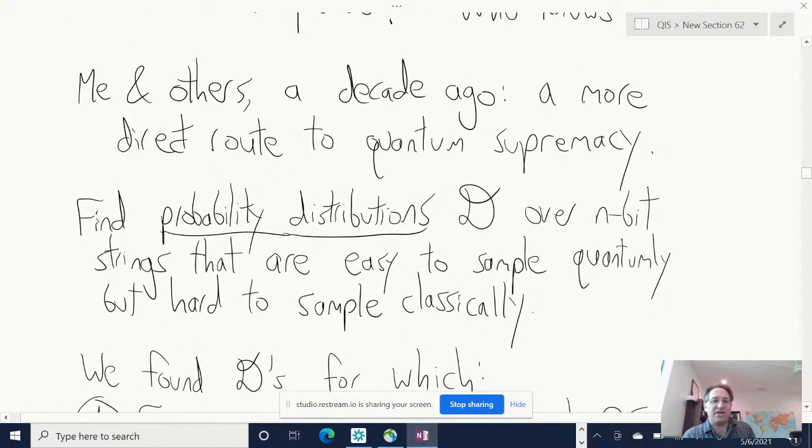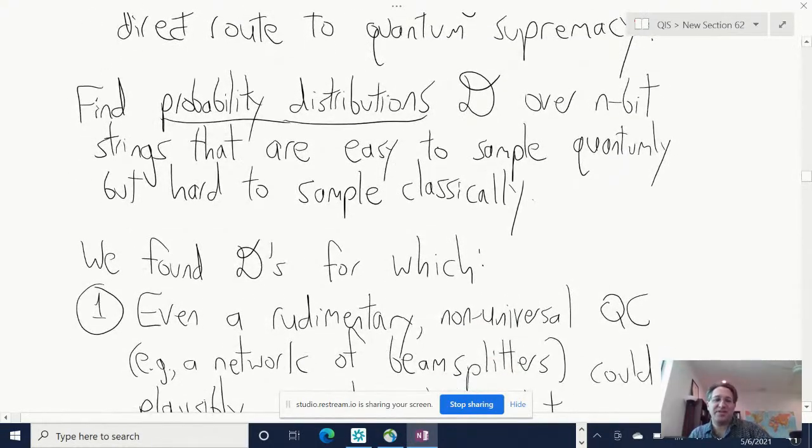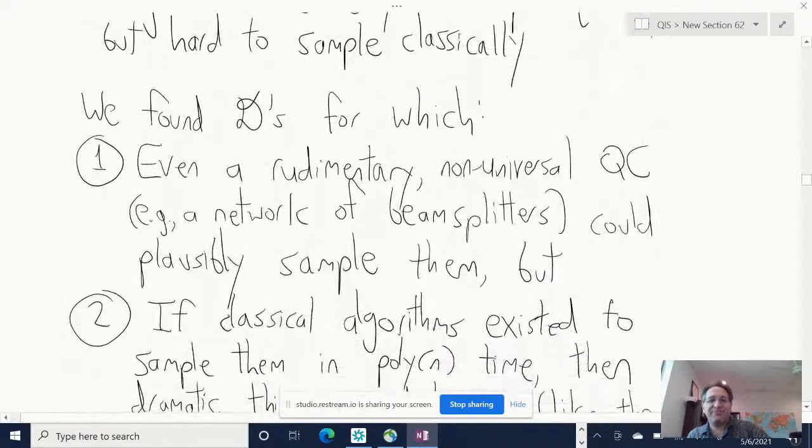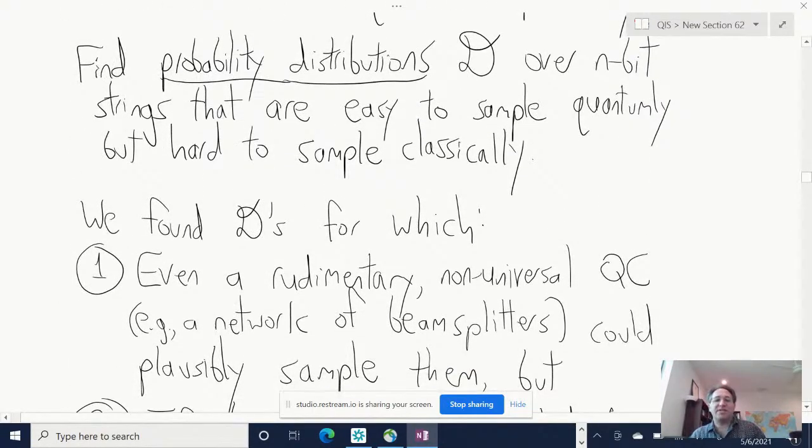And now the point is that once you change the goal in this way, you find two things that are really nice. The first is that there are such distributions that could be sampled even by very rudimentary quantum computers. So instead of needing millions of qubits and full error correction and so forth, there are probability distributions that plausibly one could sample from even using only 50 or 100 noisy qubits. And now the experimentalists become much more optimistic that maybe we can actually do this in a matter of years rather than decades.